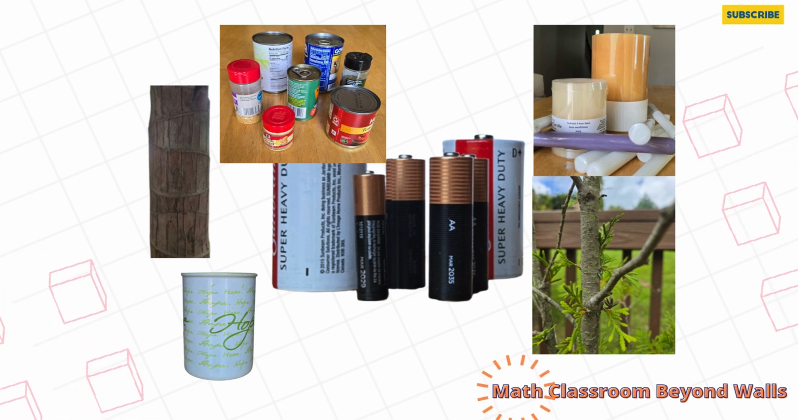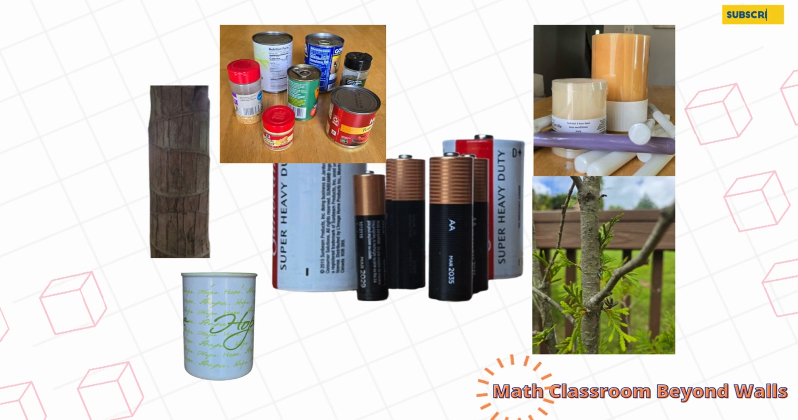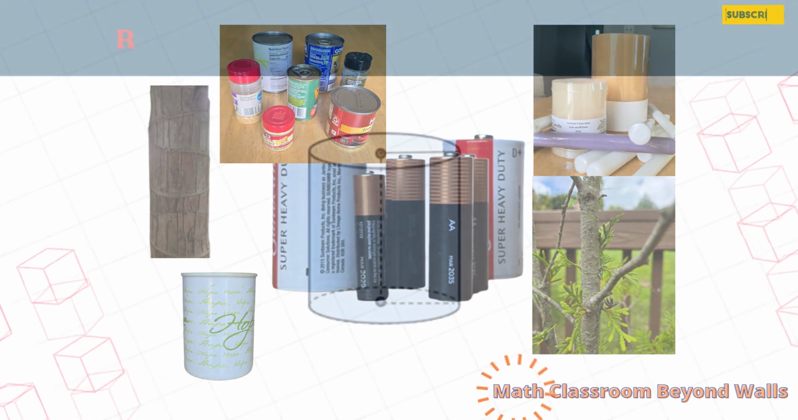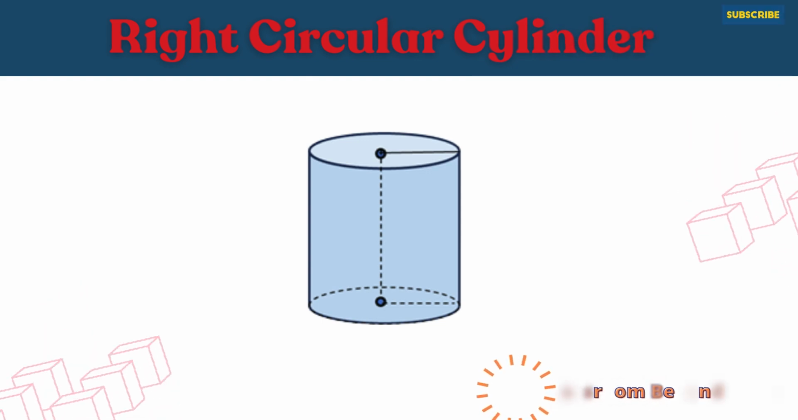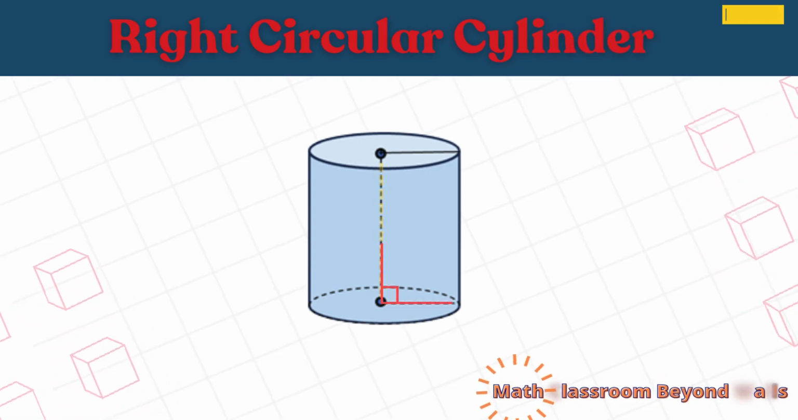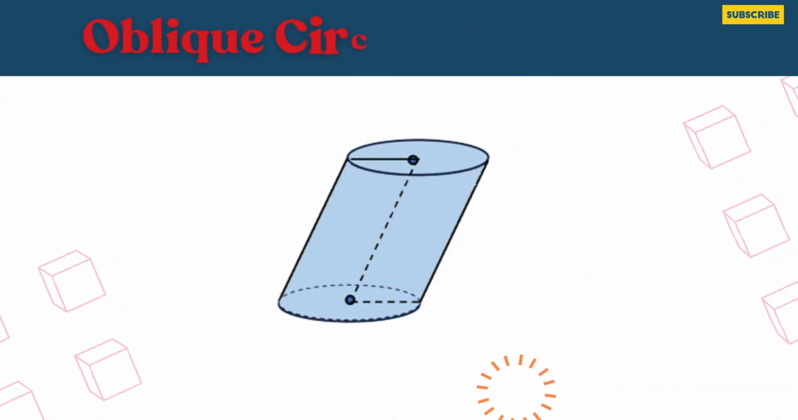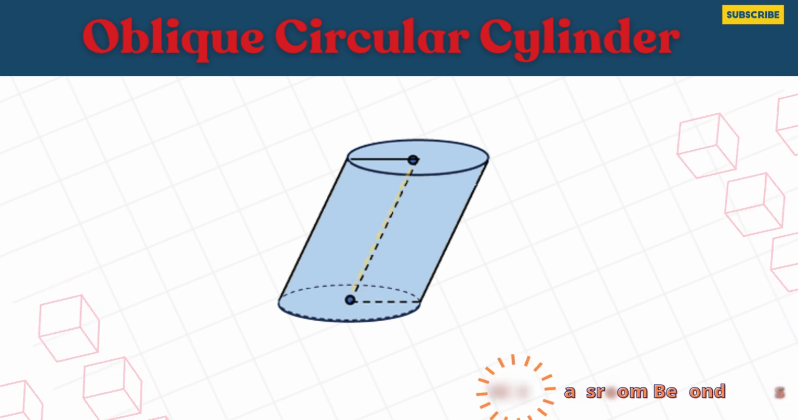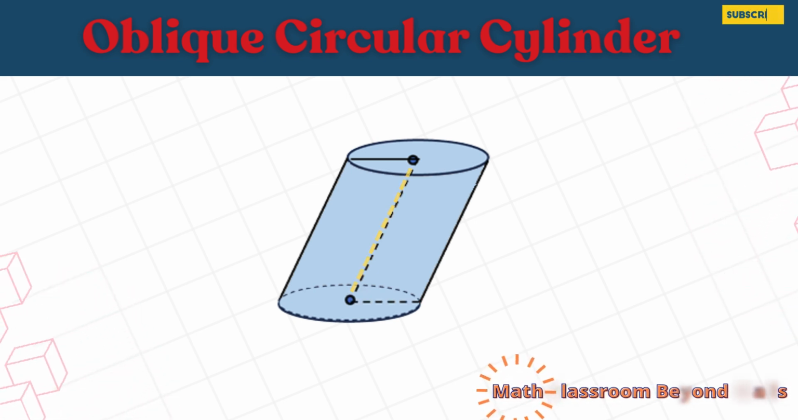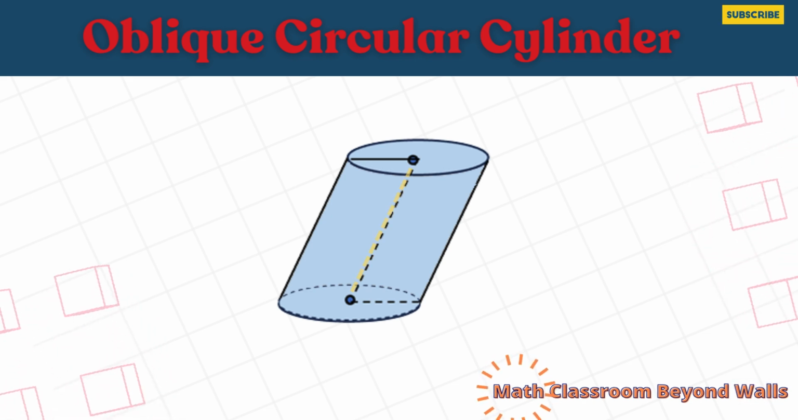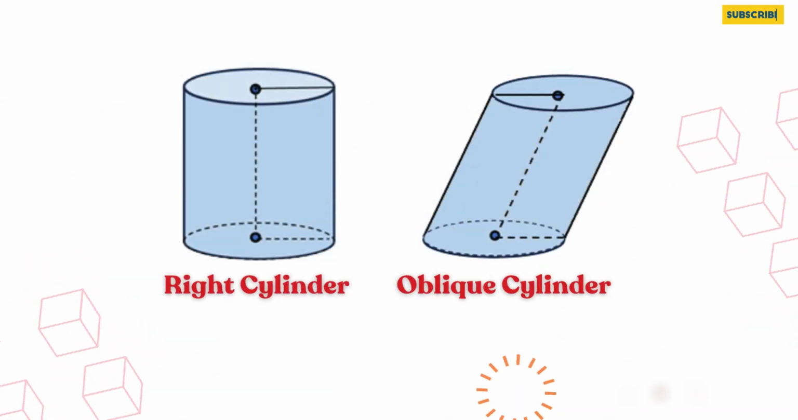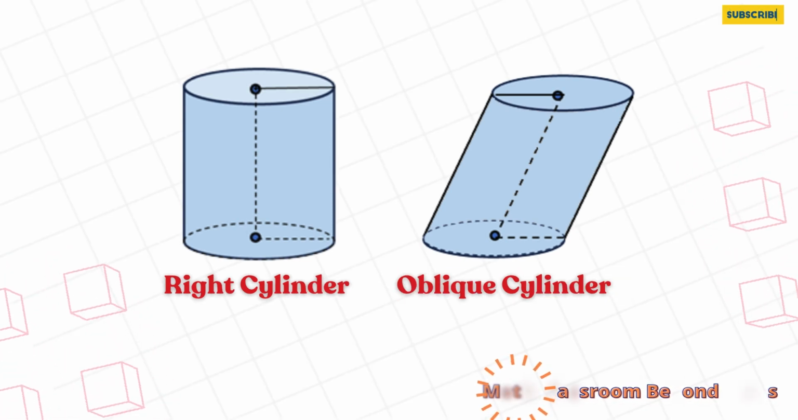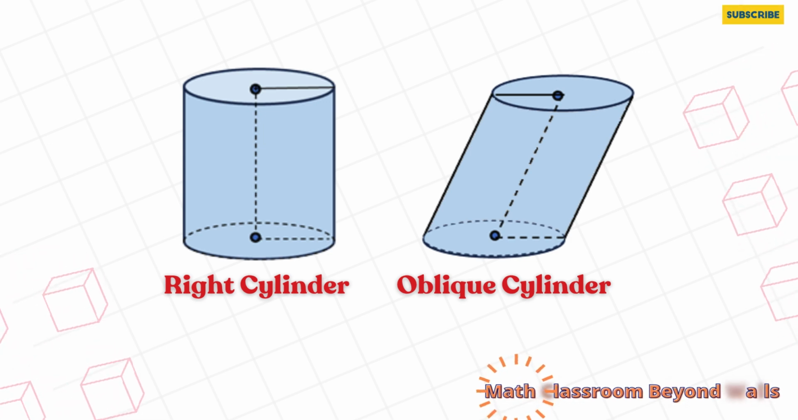Now, there are many types of cylinders, but we will only focus on circular cylinders, the right circular cylinders, and oblique circular cylinders. A right circular cylinder is a cylinder where the axis is perpendicular to the center of its base, while an oblique circular cylinder is where the axis is not perpendicular to the center of its base. That is, the axis forms an angle other than a right angle with the center of its base. In the video, when we say right cylinder, we mean right circular cylinder. Likewise, when we say oblique cylinder, we mean oblique circular cylinder.